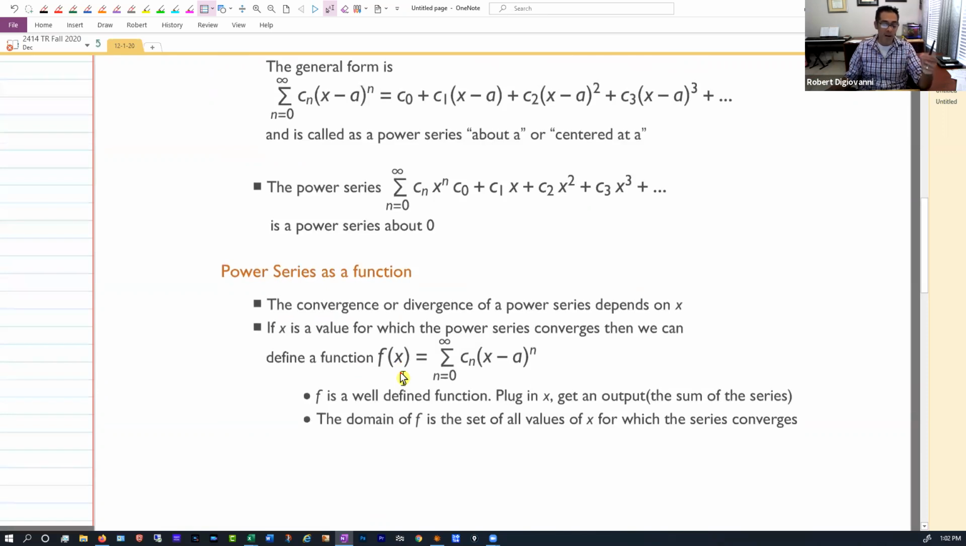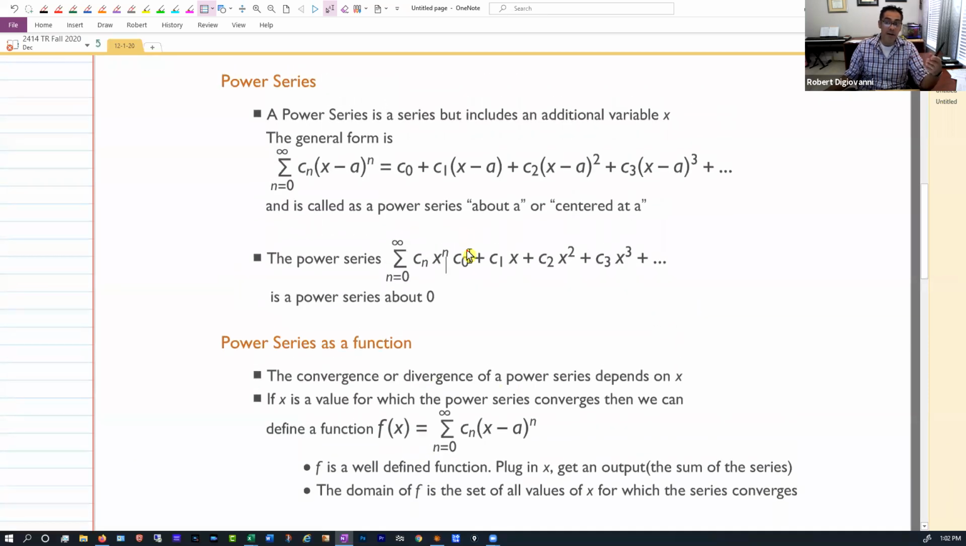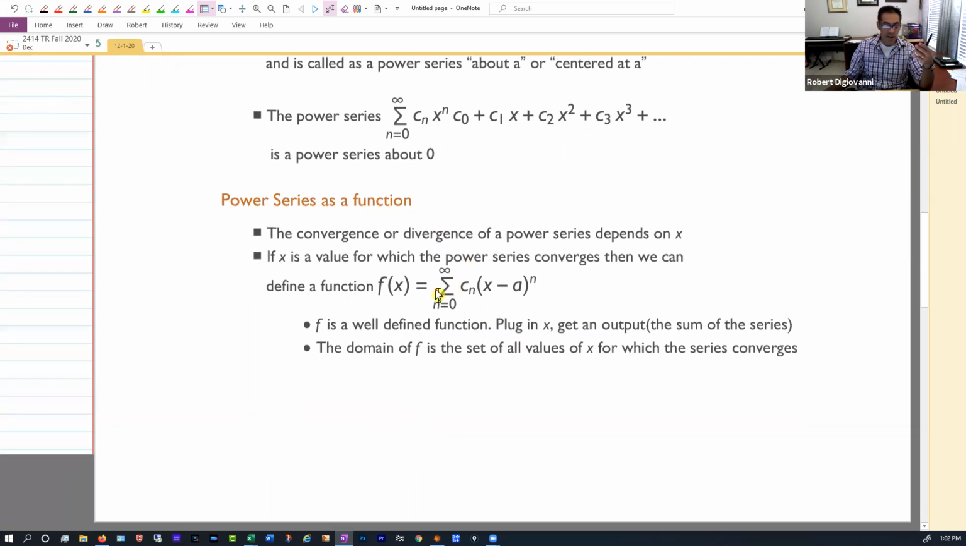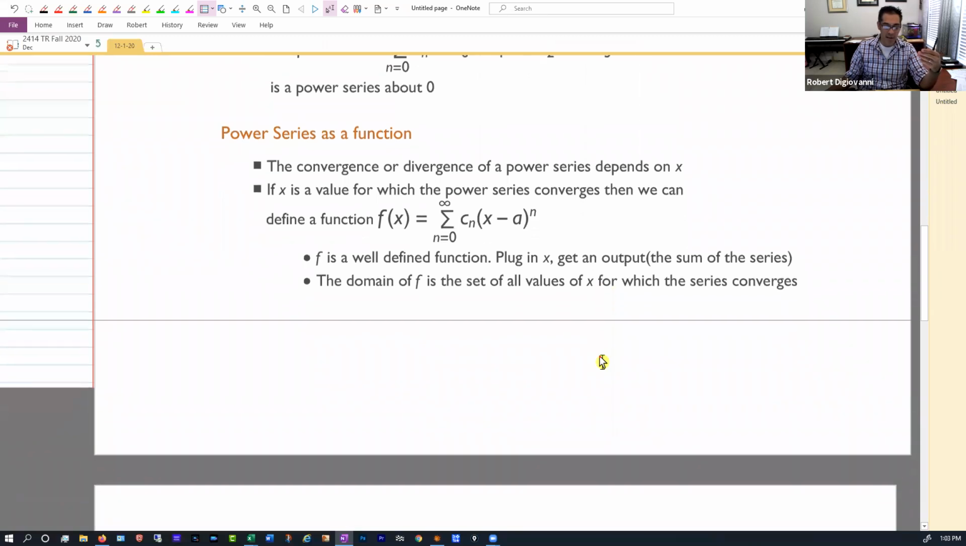So when it comes to a power series, the convergence or divergence of that power series depends on x, because x is like a variable now. If we assign a value to x, then it might converge and it might diverge. So with that idea, we said we can define a function to be a power series, and that function would be well defined so long as the x that we plug in gives us convergence. And so the domain of this function is all the values of x for which it converges. And we started talking about that last class.